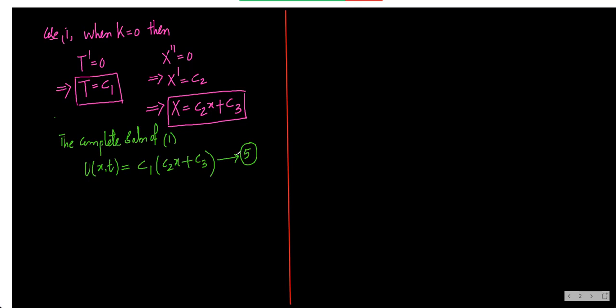Next case, case number 2, when k is positive. Let us assume that k value is equal to p square, where p is any number.